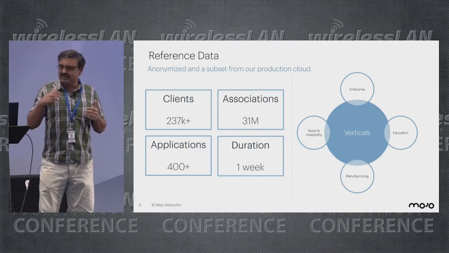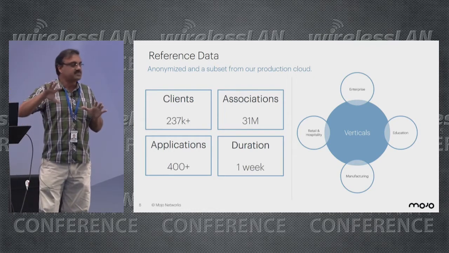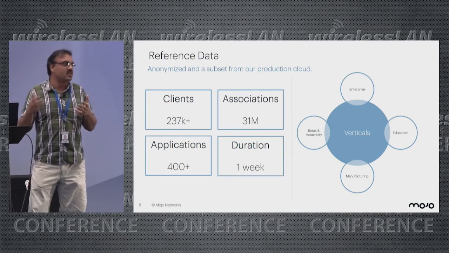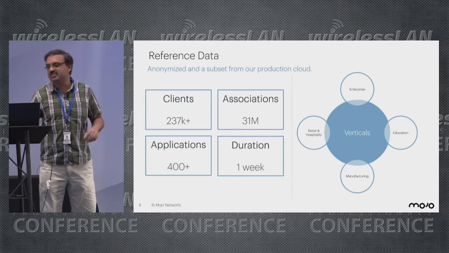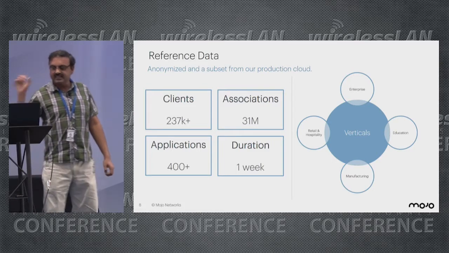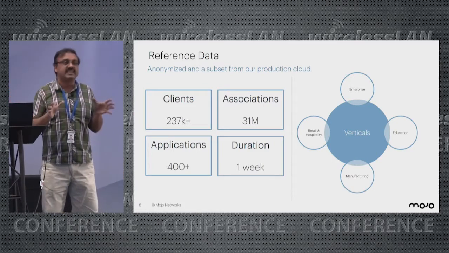The reason we are looking at data for 1 week is that it can give us a good statistical idea about the performance of these failures. We have looked at multiple weeks of data, and we see that there is a lot of similarity, so we are restricting the analysis to 1 week of data. The other interesting thing I want to point out is that we've been able to get data from multiple verticals.